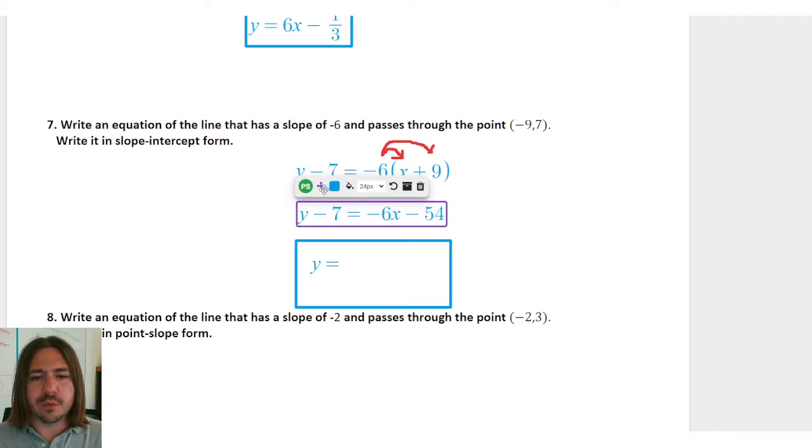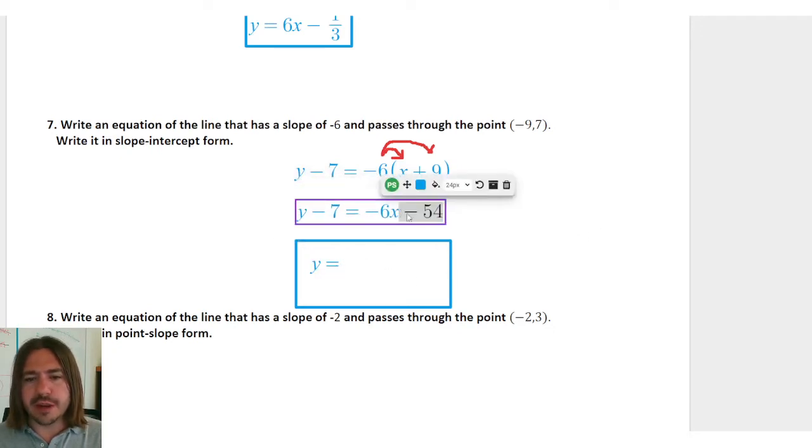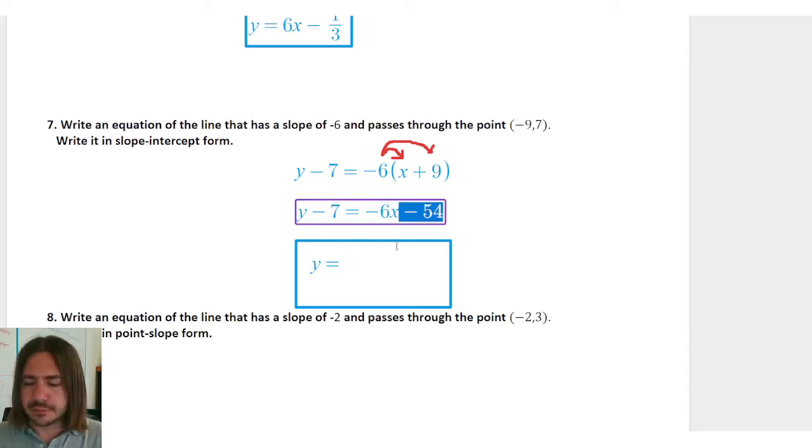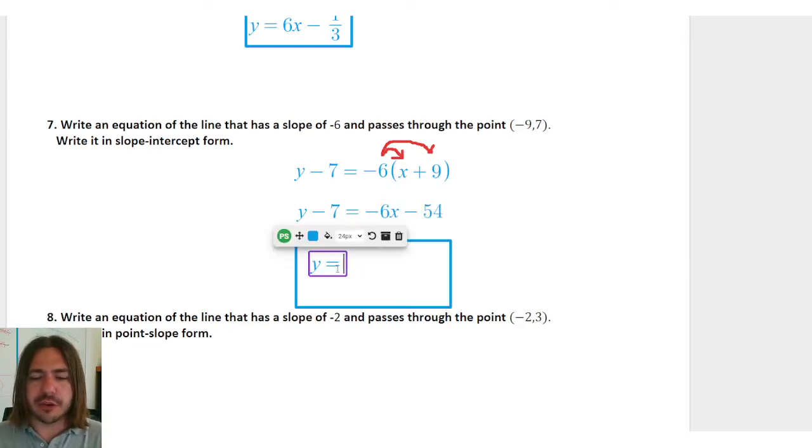The last step here will be to add 7 to both sides. So I'm going to combine that with my -54. So -54, oh, accidentally opened something. What is it doing? There we go. So -54 plus 7 is -47. This might be another case where you double check your arithmetic in the calculator. So we've got y equals -6x minus 47.